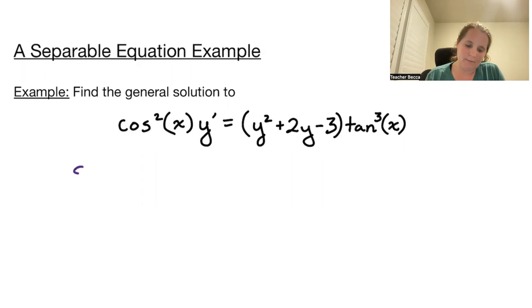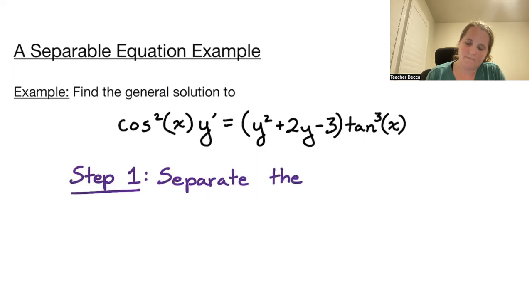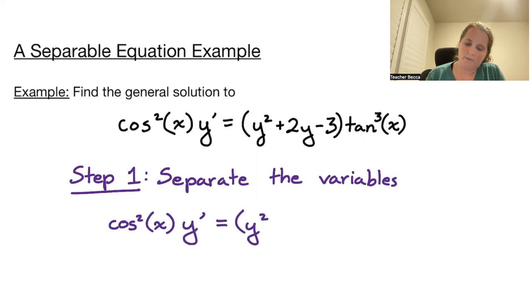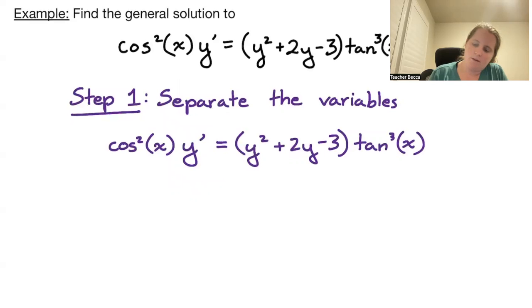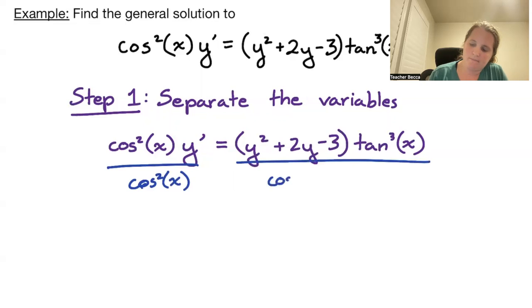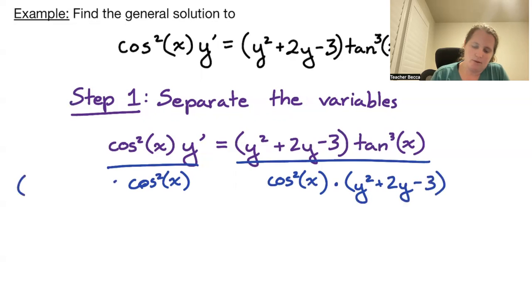So again, our first step is to separate the variables. So we had cosine squared x times y prime is equal to y squared plus 2y minus 3 times tangent cubed of x. We're going to go ahead and divide through by cosine squared x on both sides, as well as by that y squared plus 2y minus 3, so that the x's are on the right, the y's are all on the left.